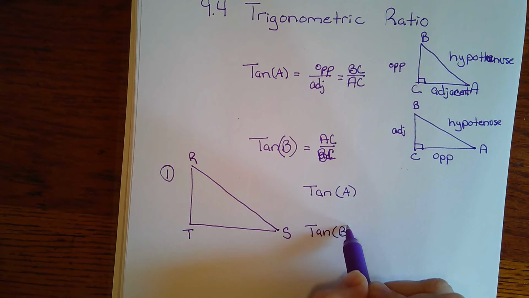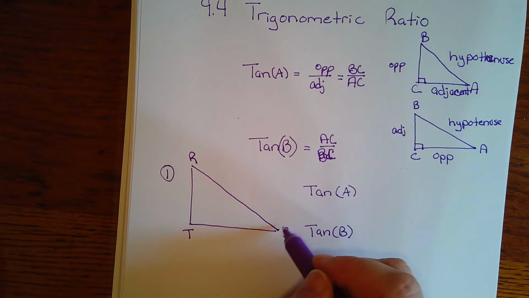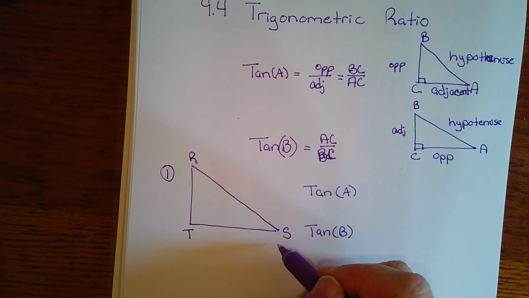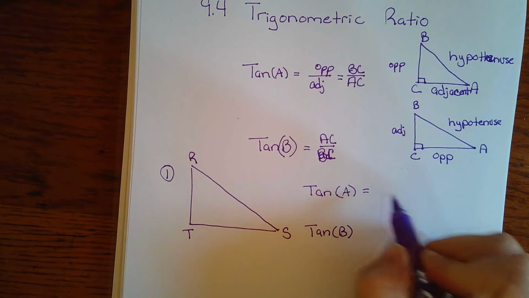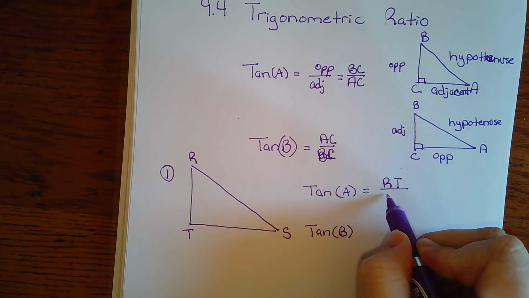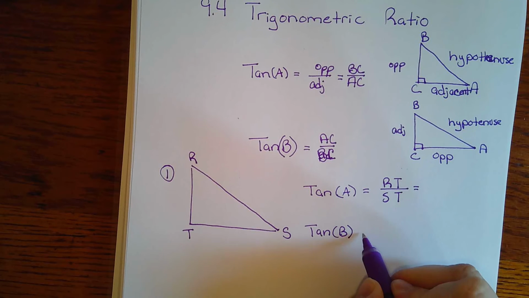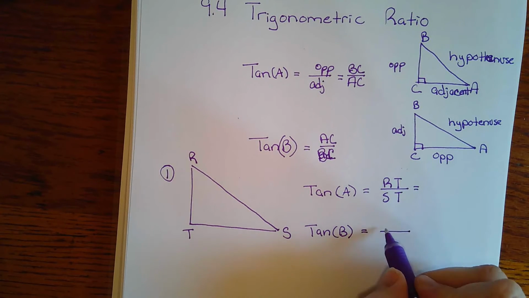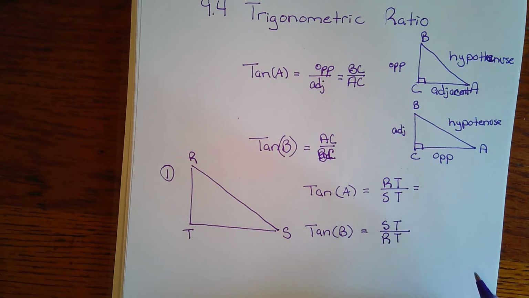So B is the focal point with this one, because there are 2 angles, and A is the focal point of S. Sorry about that. Okay, so if we know that, let's set them up. Tan A is going to be RT over ST. And tan B is going to be the reverse. It is going to be ST over RT. So they're literally flip-flops. A and B are flip-flops of each other. That's what gives them the different lengths.